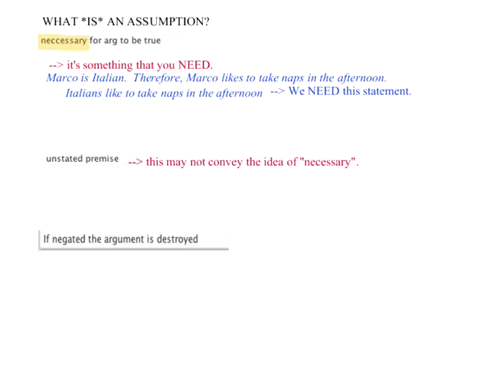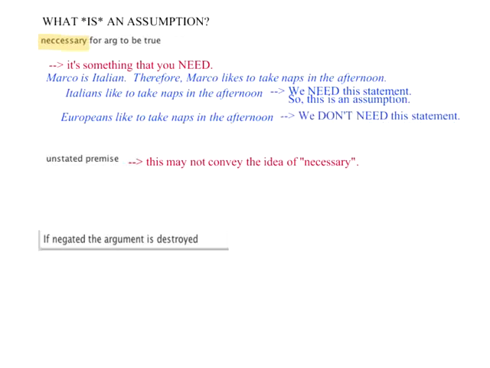On the other hand, if you have something more broadly ranging, like Europeans like to take naps in the afternoon, then this is not an assumption because you don't need it. The only thing you need here is information about Italians, not about Europeans in general. So we don't need this statement. So it's not an assumption.